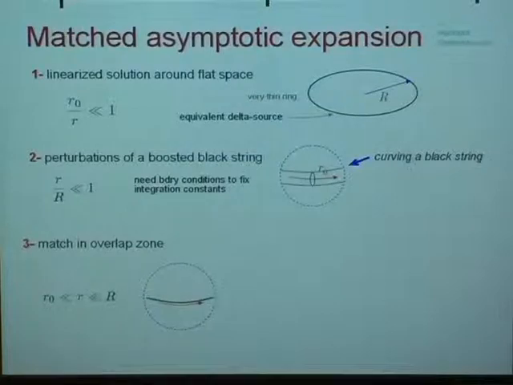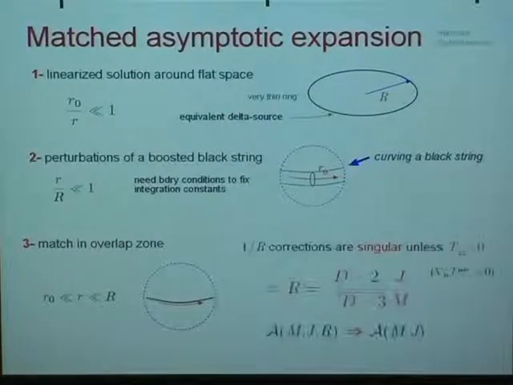So in order to find these boundary conditions, to fix these constants, what we do is we match these two solutions in the regime where both are valid, which is this regime of radii. Now, what one finds in this case is that if one computes 1 over r corrections to the black string, then these are singular unless the pressure along the ring vanishes.